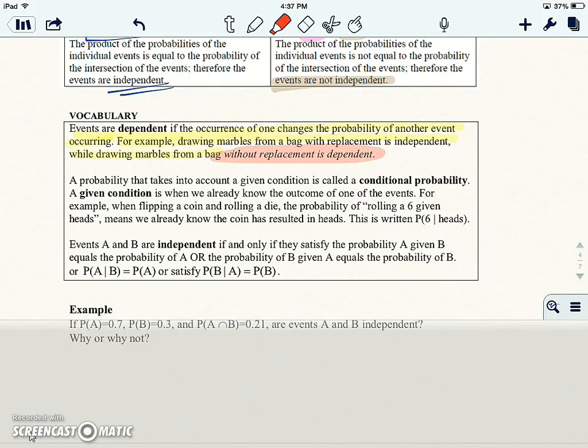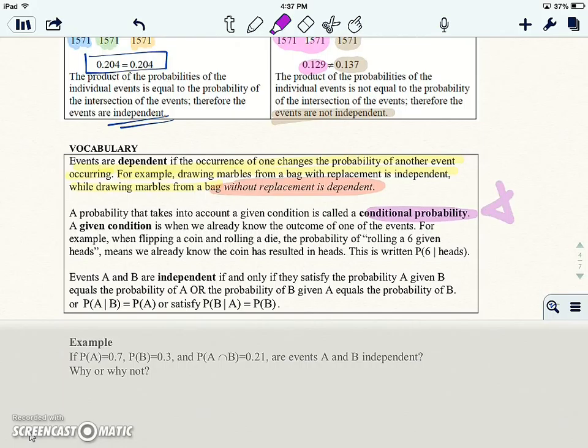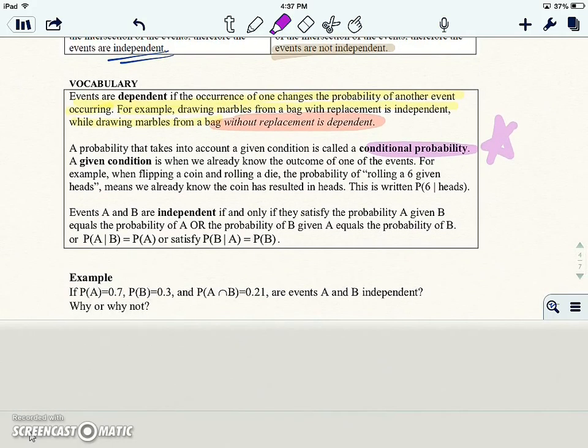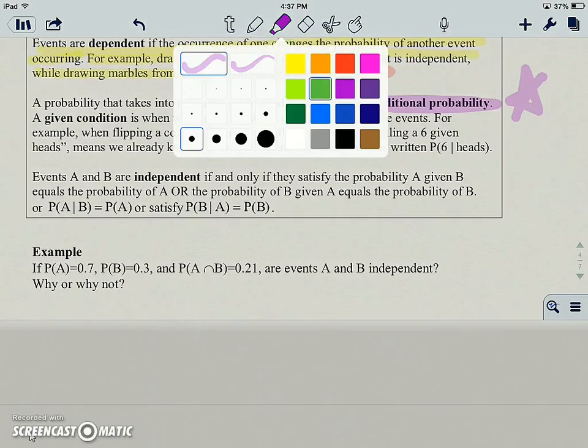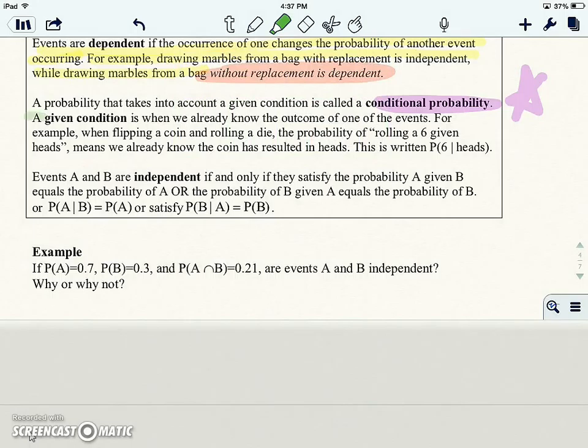A probability that takes into account a given is called a conditional probability. So we're going to use this idea to build a new probability type, which is called conditional, and you will have to memorize the formula I'm about to show you. Well, hopefully it's in your formula packet, but you'll have to memorize how to use it. A given condition, and I'm going to make it green because this shows up so much it's important, it's like money. A given condition is when we already know the outcome of the events.